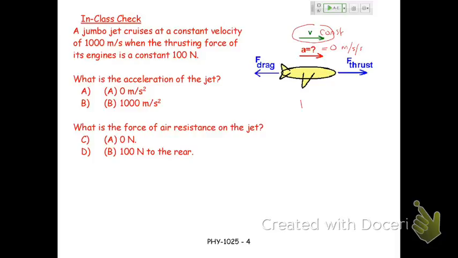So my advice is simplify. And you say, do I have a mass? A jumbo jet cruises at a constant velocity when the thrusting force of its engines is a constant 100 newtons. So that's going to be 100 newtons. Before I had it pushing from the back, and now I've got it pulling from the front. I prefer to have my forces like that, but there's no physics reason for it. It's just that I like to have the arrowheads going away from the mass. I've got a problem here.